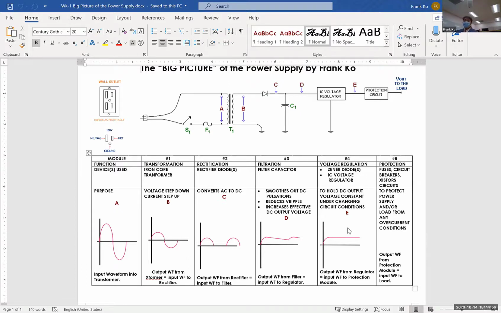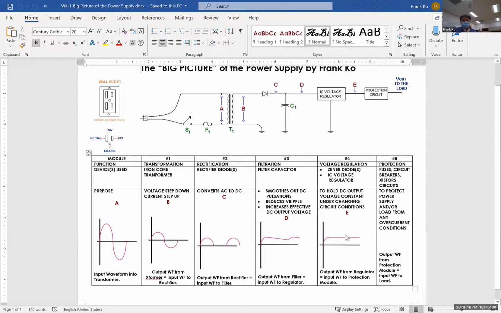Take a look at the power supplies at your stations in front of you. Why are these instruments well over $1,000 just for the power supply? The reason why it is built rock solid is that it will maintain that voltage going out to your experiments regardless of varying load conditions. And that's what the description of the purpose says. The purpose says to hold DC voltage output constant under changing circuit conditions.